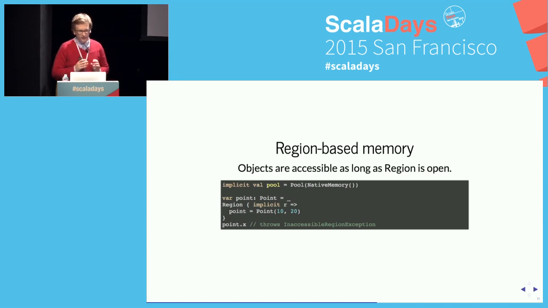In our API, in a checked mode, in a safe mode, in the default mode, you're going to get a nice clean exception that says you tried to access a pointer which was assigned to a region which is no more. So you cannot do this. It's your fault. Fix it. And this exception comes with a nice stack trace. It does not crash your JVM. And that's what you get.